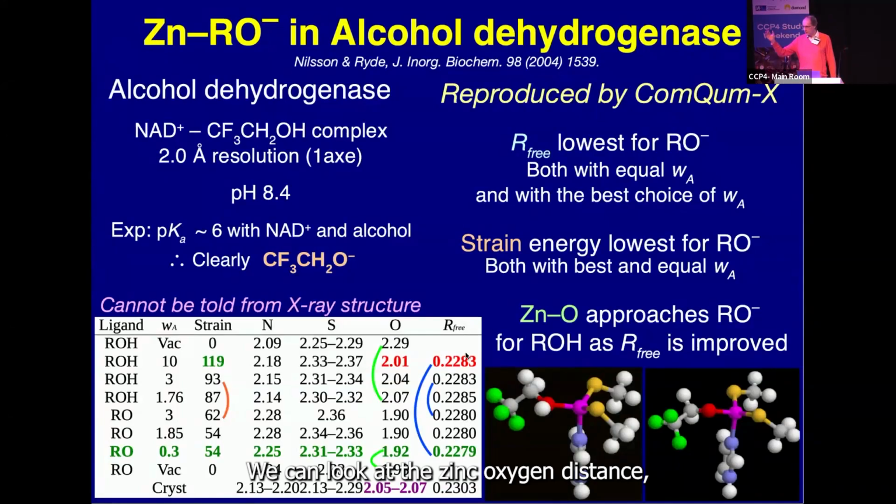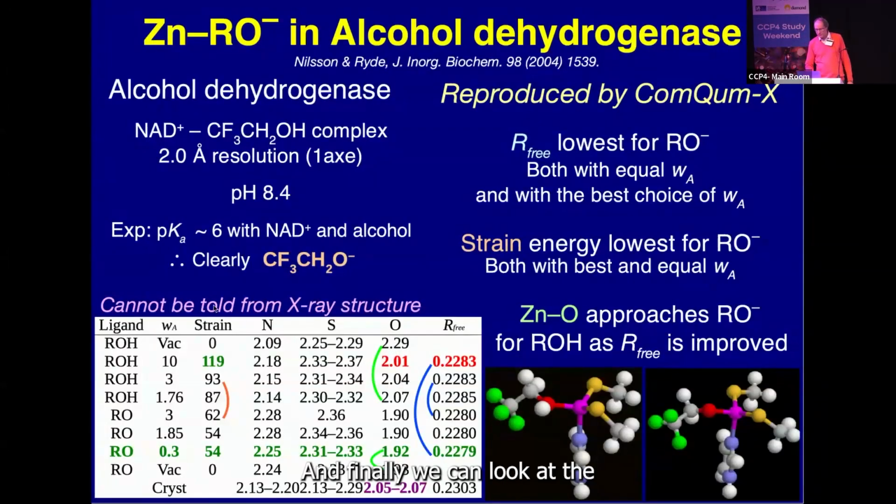We can look at the zinc-oxygen distance, which should be the distance that differs most between the water and the OH, or the alcohol and the alkoxide. And we can see that for the alkoxide, the distance is always close to what we find for the quantum chemical calculations in vacuum, whereas with the alcohol, it goes slowly from the vacuum value down to a value in the crystal structure. So it's far from the crystal value. So it shows that it doesn't fit the structure.